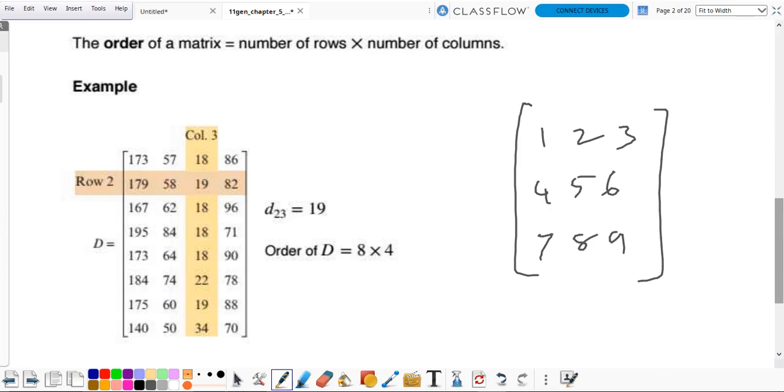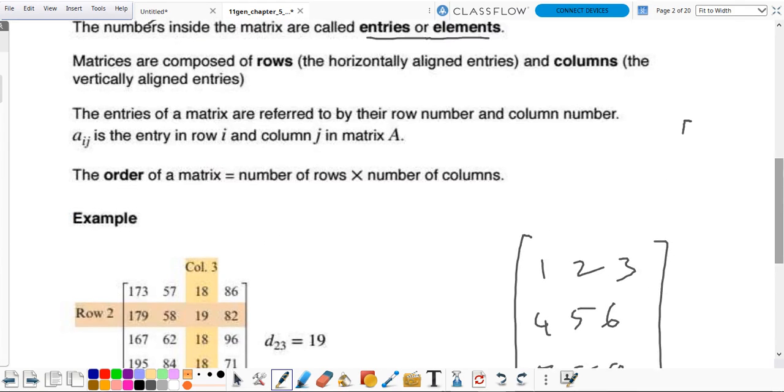Okay, what would this be, guys? How many rows? How many columns? So it's a 3 by 3. Okay, you can have a matrix that looks like this.